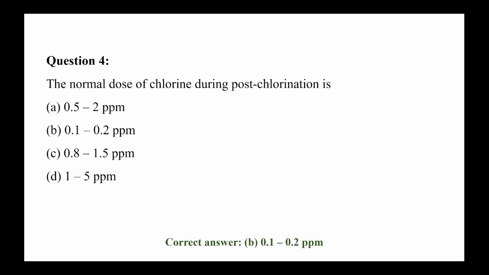Okay, and if I take the water from a water body, let's say I'm getting the water from a river, treating it, doing the whole water treatment, filtration and everything, and then doing the chlorination, that will be called post-chlorination. Okay, so during post-chlorination, the dose of chlorine that is used is 0.1 to 0.2 ppm.